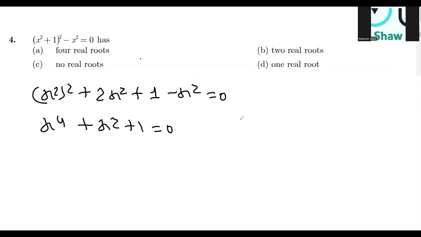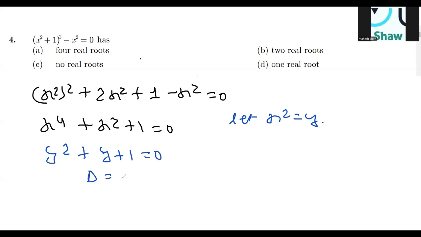So therefore, we are going to modify this. Let's say I'm going to consider x square as y. So x square whole square can be written as y square, and x square is replaced with y here, plus 1. Check here, this is now a quadratic polynomial. Now let's figure out what we are getting D as.